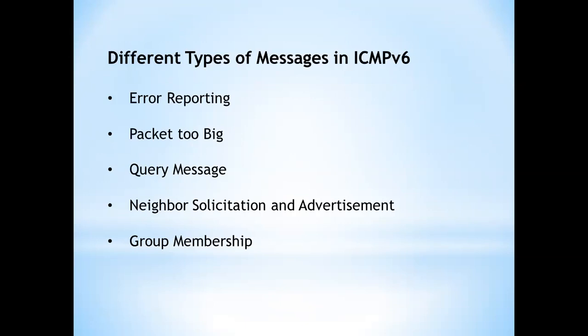Note that the source quench error message in ICMPv4 has been eliminated in ICMPv6. Packet too big has been newly included. The following four messages in ICMPv6 work in a similar or identical manner as those in ICMPv4: destination unreachable, time exceeded, parameter problem, and redirection. The only different error message is packet too big.